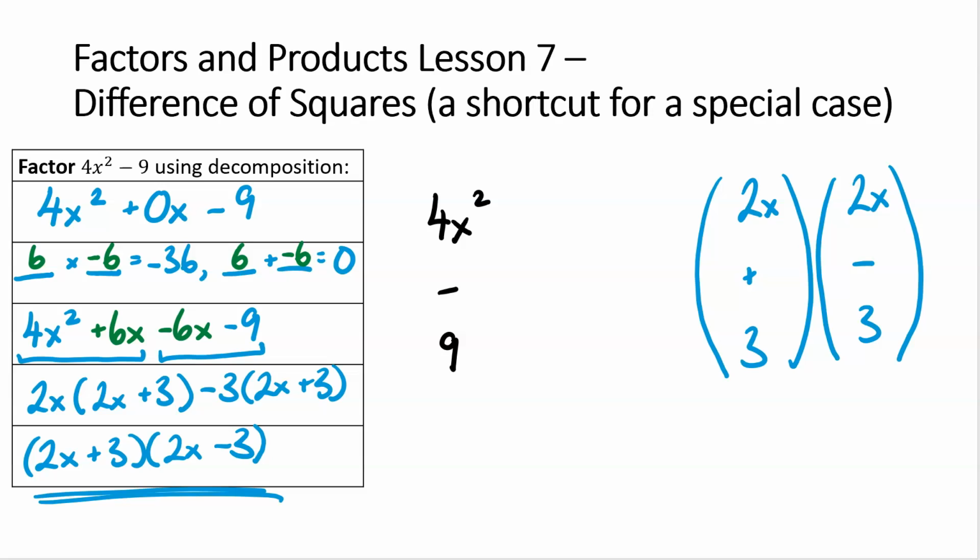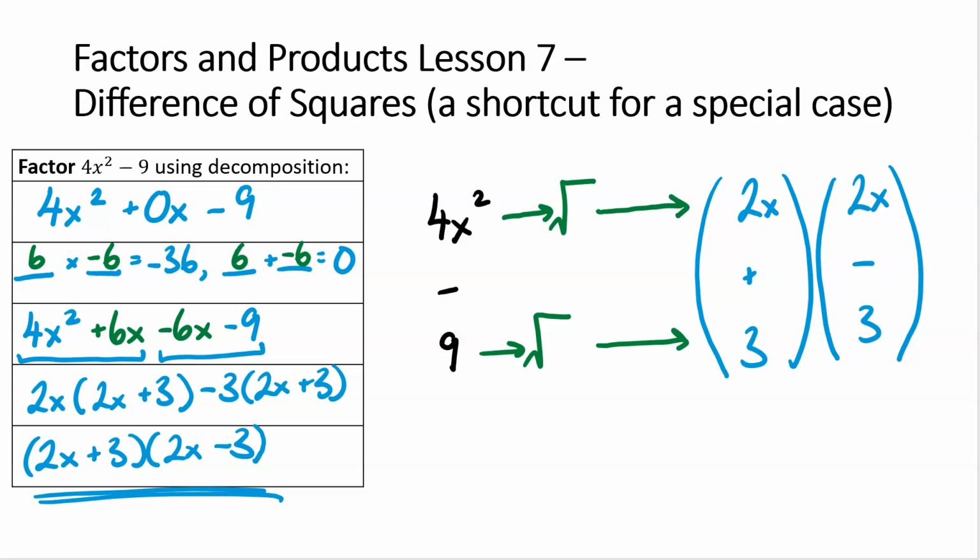So pause the video here and see if you can examine the original expression and factored form and see if there's any patterns that pop up into your head. So give yourself just a few seconds to think about that. If we compare the 4x squared to the 2x, you might notice that if you took the square root of 4x squared, that's going to give you 2x. And if you compare 9 to 3, if you take the square root of 9, that gives you 3.